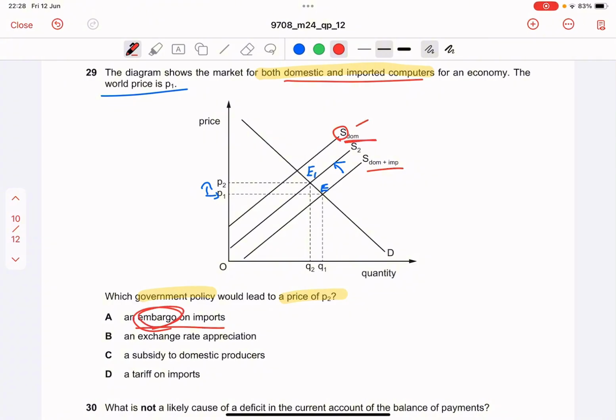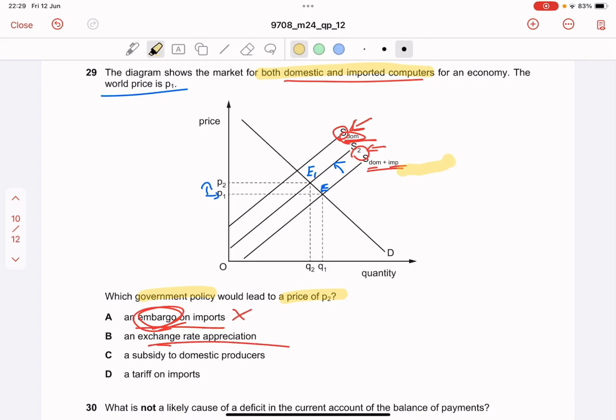So the supply curve would be here. However, the supply curve shift that we're looking for is the one of S2. So this one still contains both domestic and imported goods, not a complete ban on imports because there are still imports present in this supply curve of S2. If there was an embargo, then the supply curve would shift to this one where there's only domestic supply left. So that cannot be it. Let's cross that off.